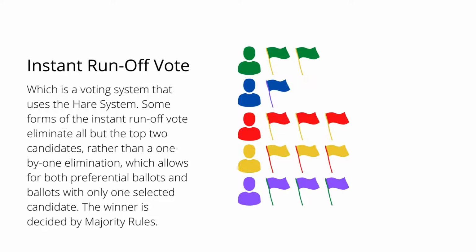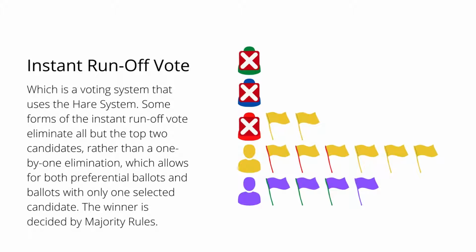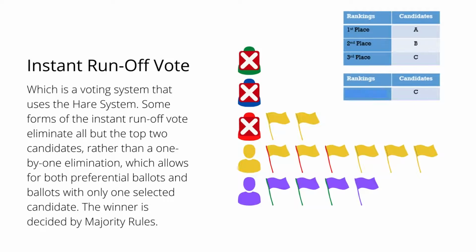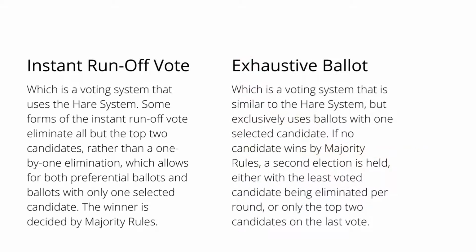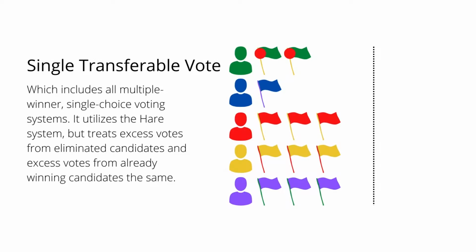Some forms of the instant runoff vote eliminate all but the top two candidates, rather than a one-by-one elimination, which allows for both preferential ballots and ballots with only one selected candidate. The winner is decided by majority rules. Exhaustive ballot, which is a voting system that is similar to the Hare system, but exclusively uses ballots with one selected candidate. If no candidate wins by majority rules, a second election is held, either with the least voted candidate being eliminated per round, or only the top two candidates on the last vote.